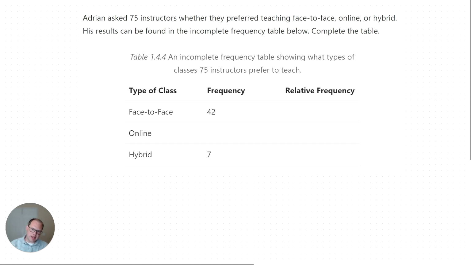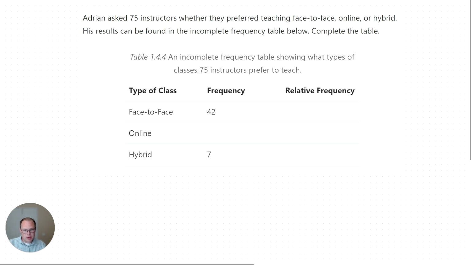Let's take a look at an example. Adrian asked 75 instructors whether they prefer teaching face-to-face, online, or hybrid. His results can be found in the incomplete frequency table below. Complete the table. So we have a table here. Most of the values are missing.